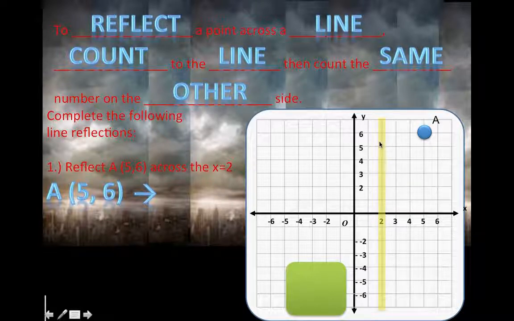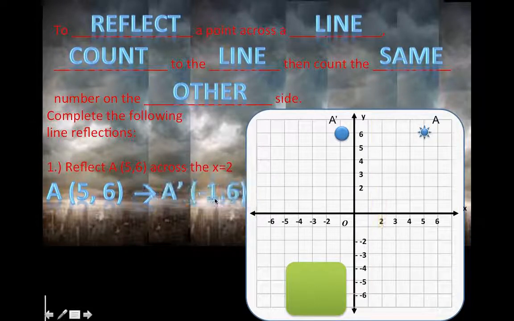Okay. Again, we're going to count how many spaces it is. So we're going to take this point A, we're going to count 1, 2, 3 spaces to the line, and we're going to count 1, 2, 3 spaces on the other side, and we're going to label that A prime. Make sure you're putting this point as well as this point and labeling them both in your notes. The coordinates for this are we go backwards 1, so it's negative 1, and we're still going up 6. So A prime is negative 1, 6.